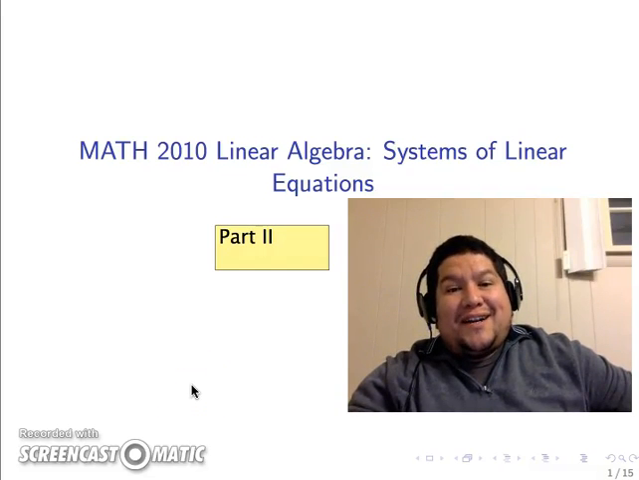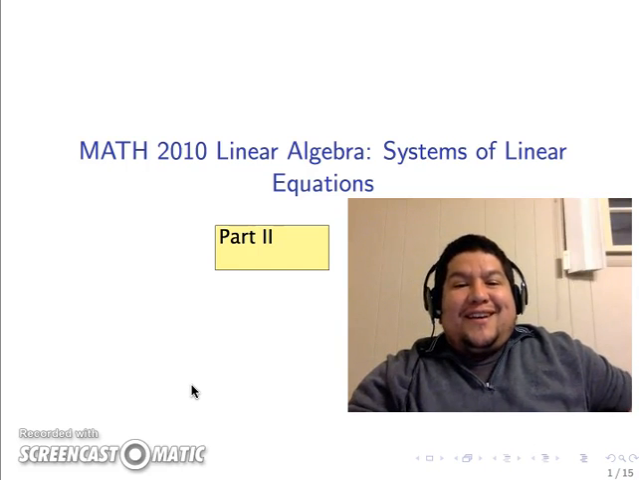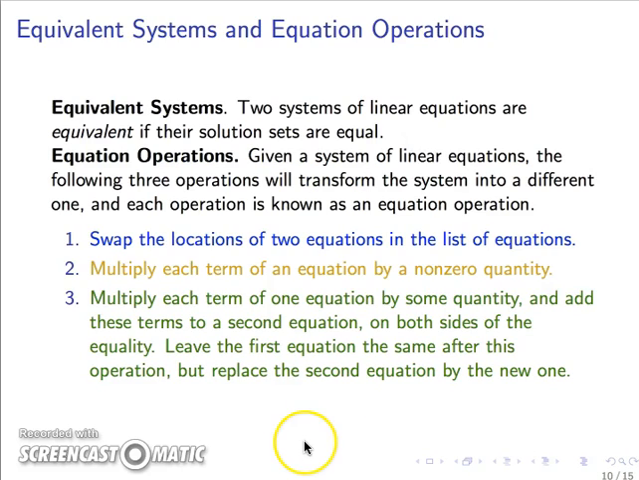Welcome. This is part 2 of solving linear systems of equations. So remember, what we're doing is illustrating the equation operations. There are 3 of them: swap locations, multiply one equation by a non-zero quantity, and another operation that involves operation number 2, but further involves adding the new equation obtained after multiplying by a non-zero quantity to another equation, and then doing some substitution, replacing one of the equations.